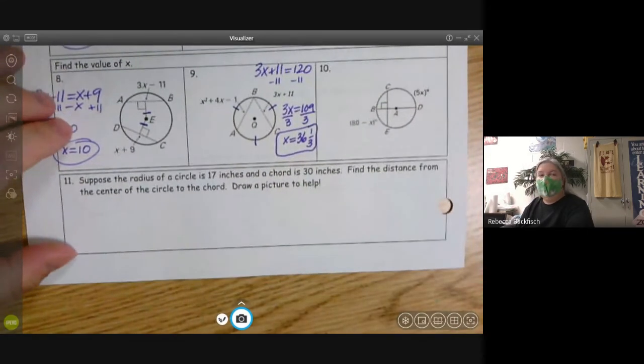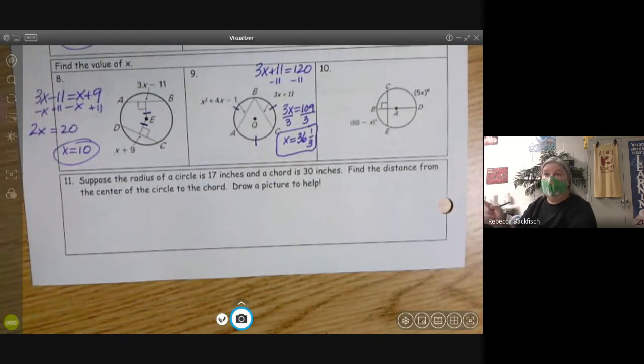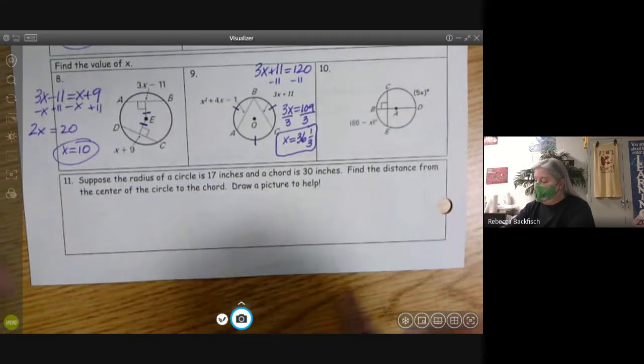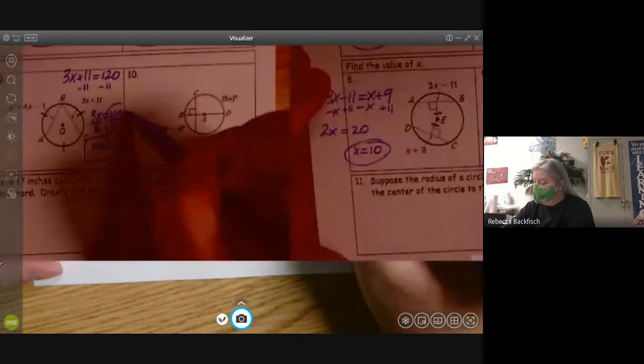If you did it on your calculator and got a decimal, remember 0.3 repeating is the same as 1/3. You could have put 36.3 repeating. That's okay. Really, you could even leave it like this. 109 over 3 is fine too.